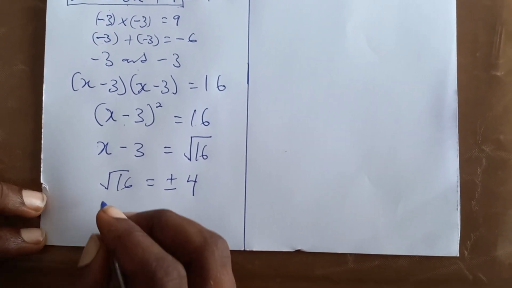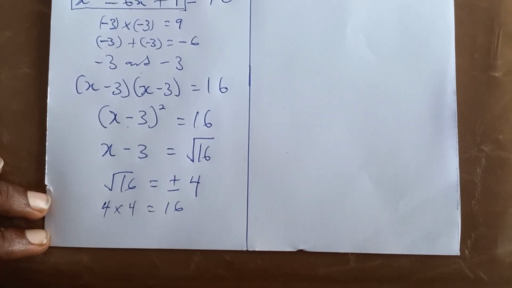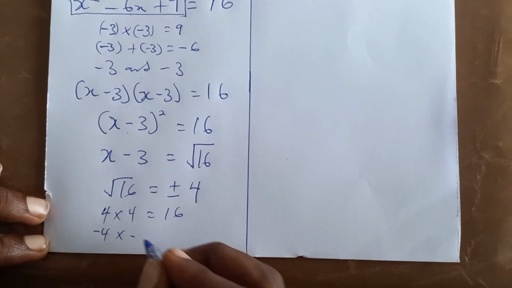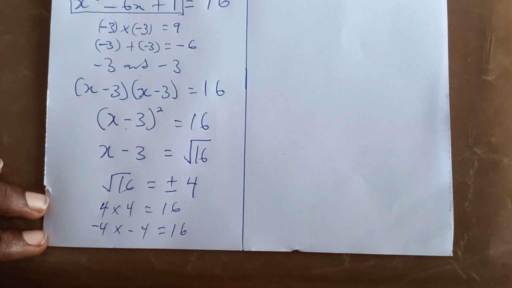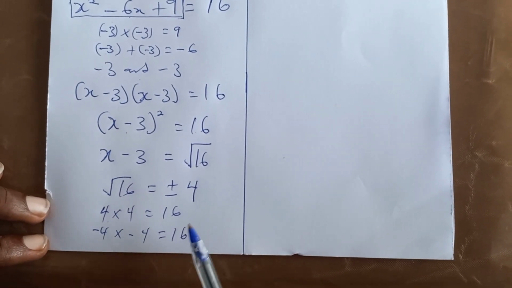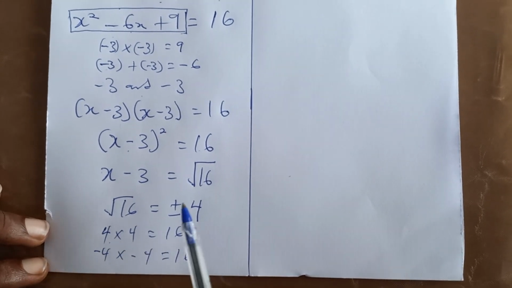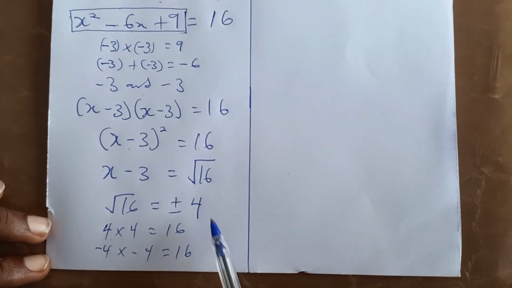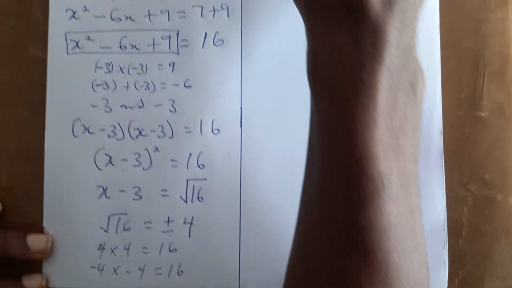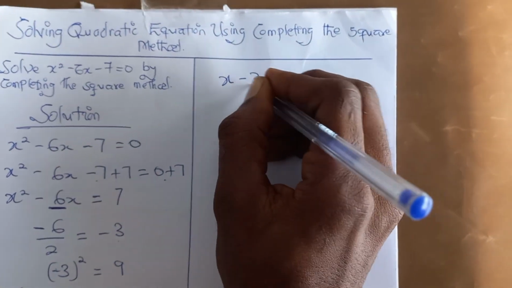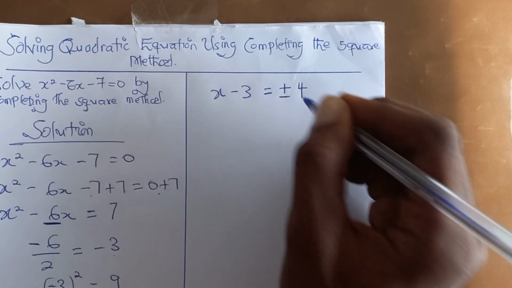The reason is that when we multiply a positive 4 by 4, we are getting 16. And if we take the other side, negative 4 multiplied by negative 4, we are also getting 16. So whether positive or negative, it will still result in 16. That is why we take the two. So in mathematics, we write it as plus or minus 4, like this. Good. So our equation becomes x minus 3 is equal to plus or minus 4.